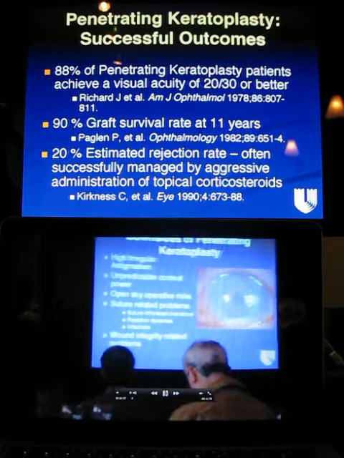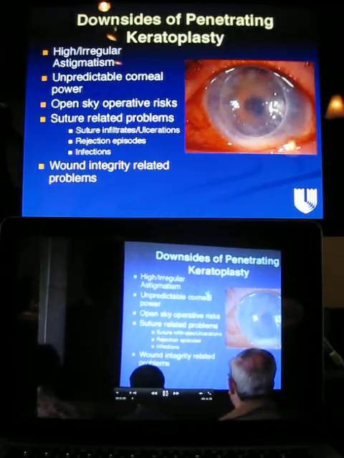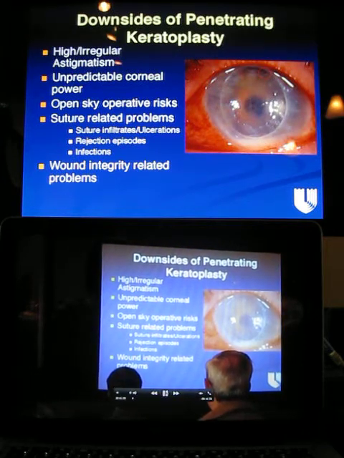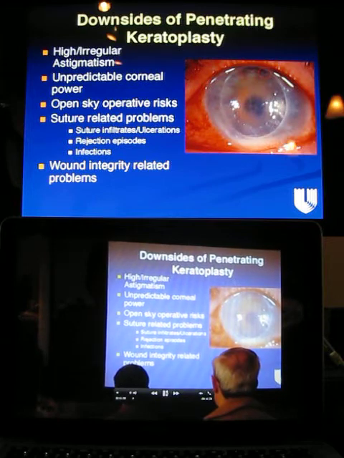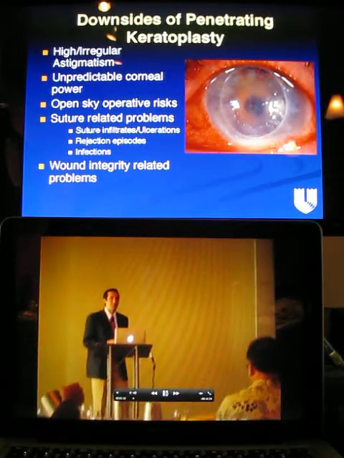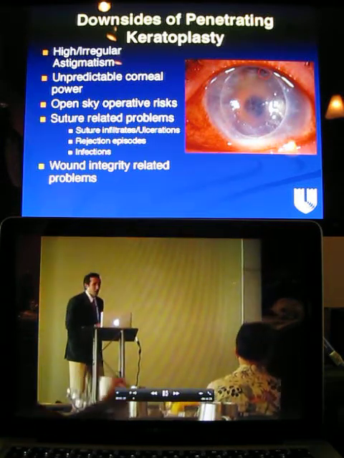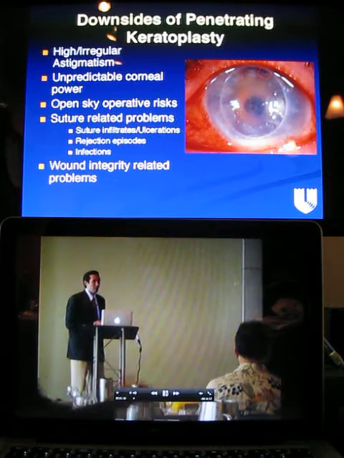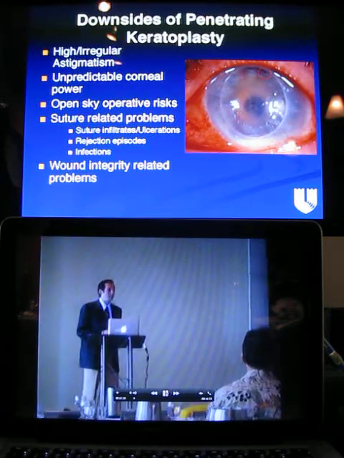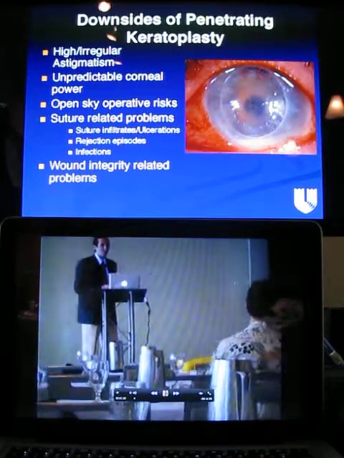However, there are several downsides to penetrating keratoplasty. Those include high levels of corneal irregular astigmatism that often decrease the visual acuity of our patients and often necessitate the use of a rigid gas permeable contact lens to attain best acuity. There's also operative risks with the open sky technique, and there's long-term suture-related problems such as infections, as seen in this picture, or graft rejection related to these sutures.